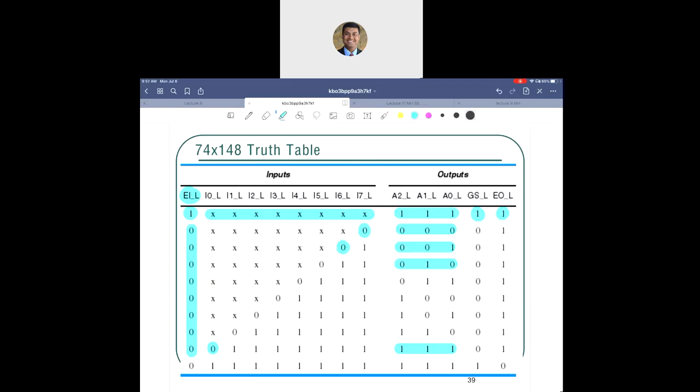But for all those 8 cases, you got something. Because you got something here, and here, and here, and so on for all 8 cases. And enable output underscore L is inactive. It becomes active when enable input is active and you have all the inputs that are not active, they are all one here.